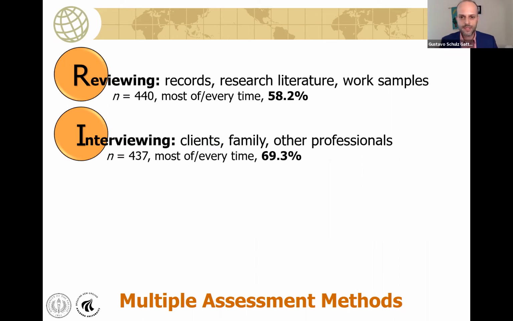So what is really interesting, because normally we use interviews, especially in the referral part of the music therapy process. And then Gustavo, maybe say something about the use of translators or interpreters as part of interviewing.